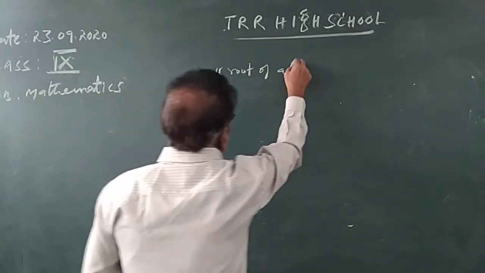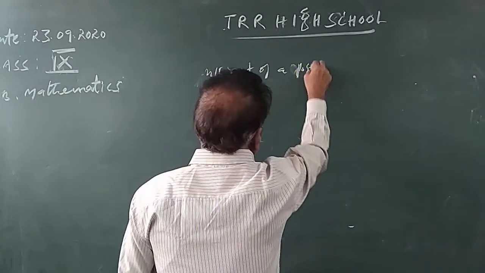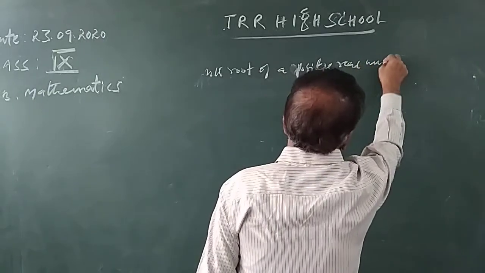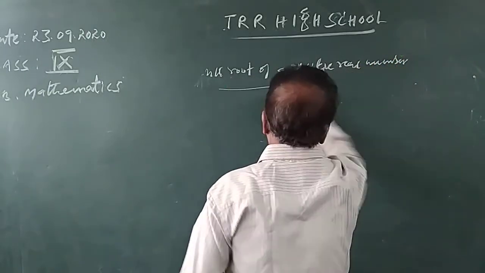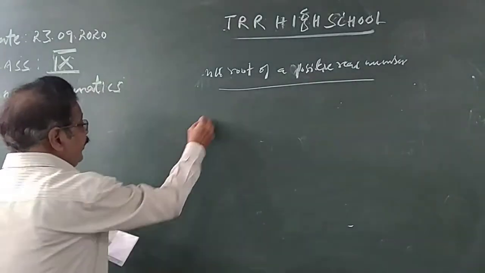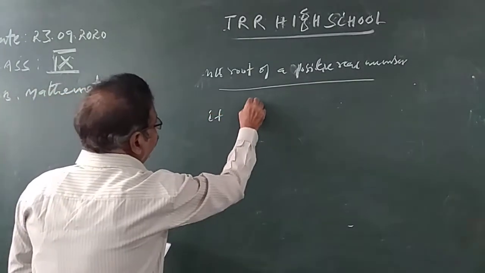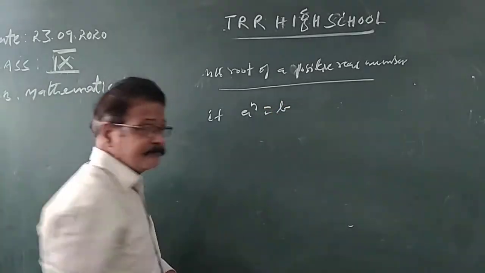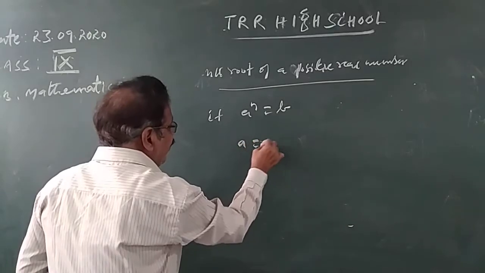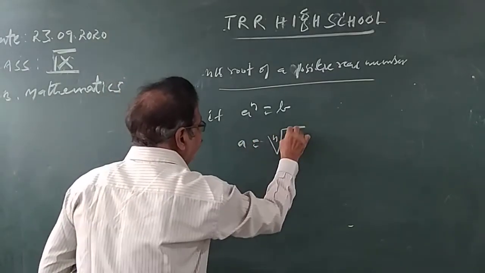Nth root of a positive real number. What is the nth root of a positive real number? Here, if a to the power of n is equal to b, we want a is equal to what? A is equal to the nth root of b.